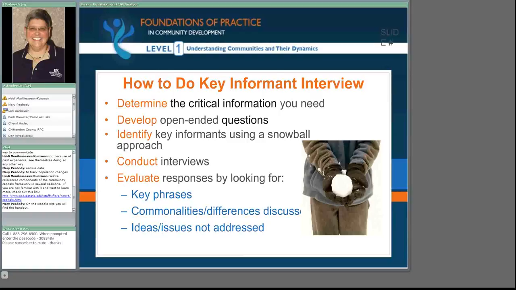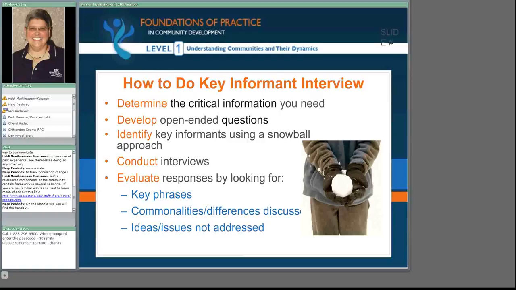Once you start your key informant interviews, at the end of every single one, you ask a very simple question. Now that you know what we're interested in learning about, who else should we talk to? And that's called a snowball approach. So you use your current people that you've been interviewing to help you identify who else you want to talk to about that topic.